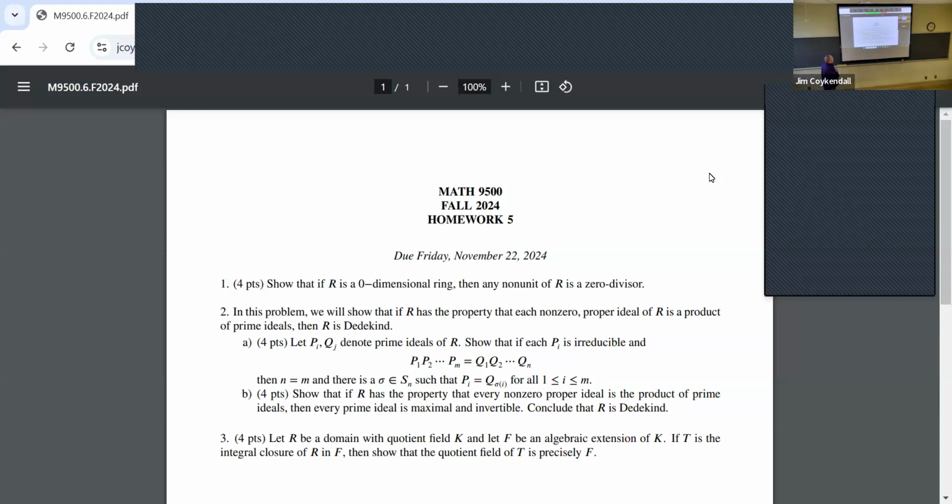And finally, number 3, this is another loose end that I wanted to tie up. We were talking about all this business where we built proofs for domains from the integral closure of a ring in some extension of the quotient field. Suppose you have an integral domain R with a quotient field K, let F be an algebraic extension, finite or not. If T is the integral closure of R in F, then show that the quotient field of T is precisely F. Show that when you take that integral closure, you've got this new ring, show that its quotient field is there. One direction is easy, and the other direction is not too difficult either. Any questions?